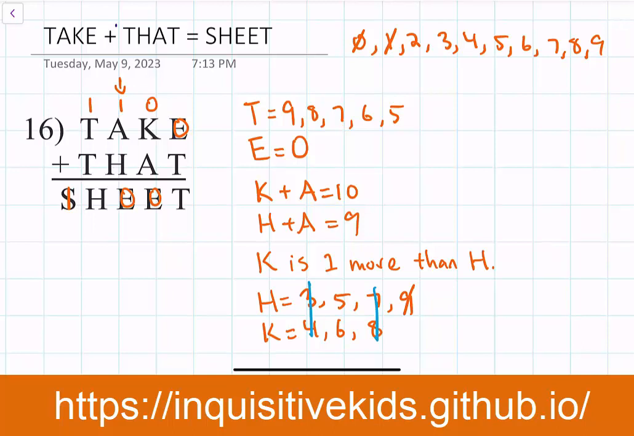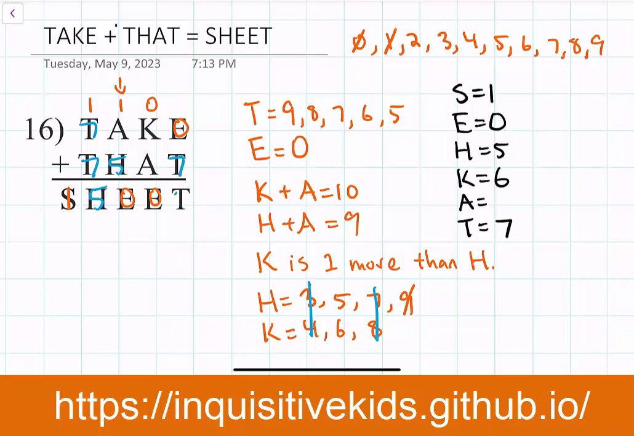So let's go ahead and write out our answer more clearly. We know that S equals 1, E equals 0, H equals 5, K equals 6, and we still have A and T. So what would A and T equal? So if we put our values in, H is 5, T would be 7. So T is 7, and if T is 7, K is 6. So A would be 4, and this is our solution.